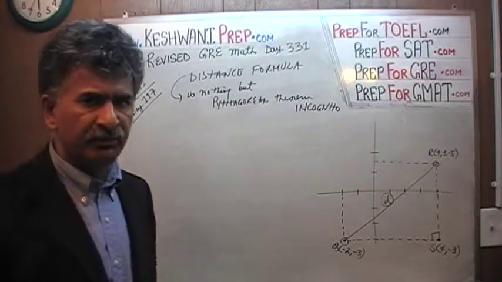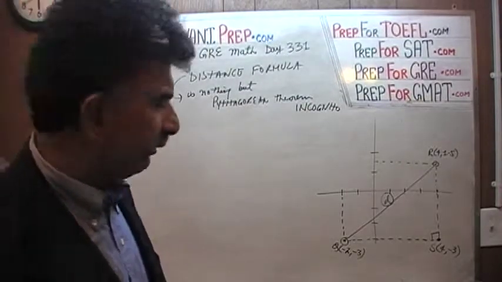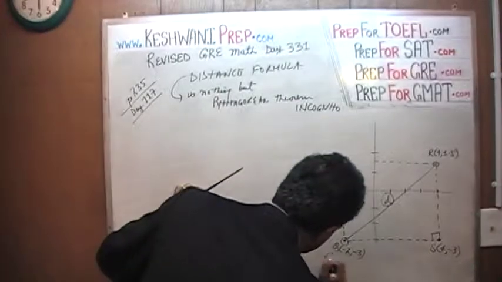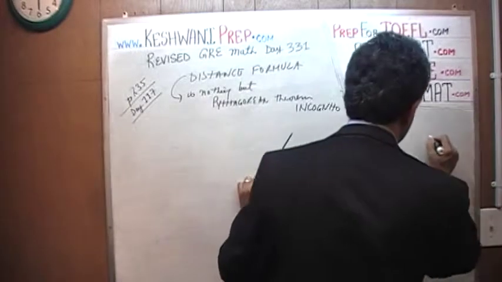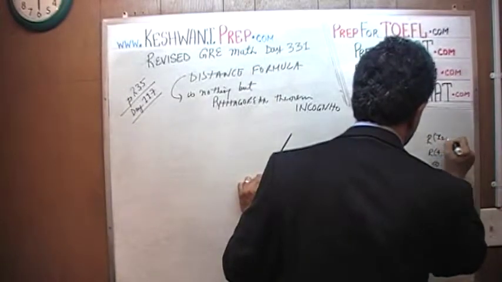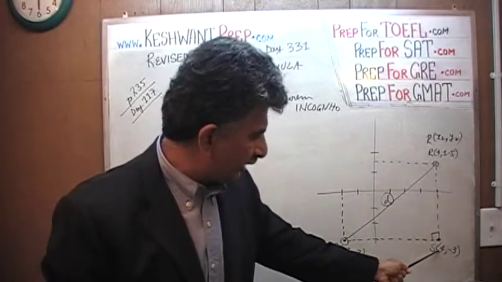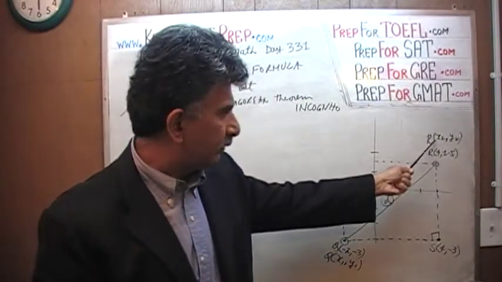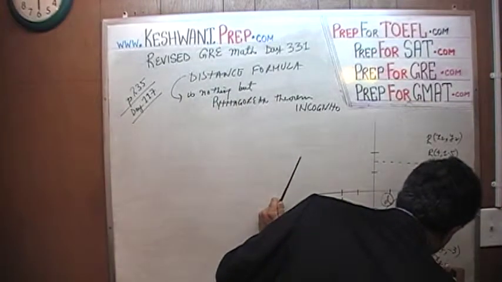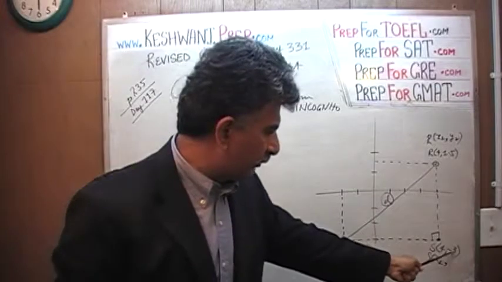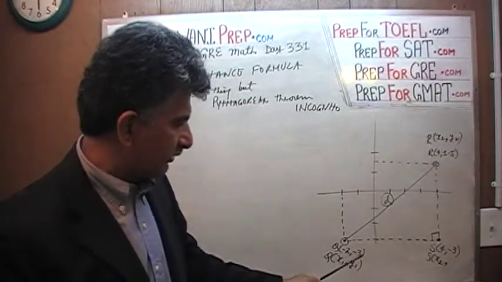Let's express the coordinates of these points in a more generic, more general way. Let's call the coordinates of point Q x1 and y1, and let's represent the coordinates of point R as x2 and y2. In that case, the x coordinate of point S is going to be the same as the x coordinate of point R, which is x2. And similarly, the y coordinate of point S is going to be the same as the y coordinate of point Q, which is -3 here, which is y1.